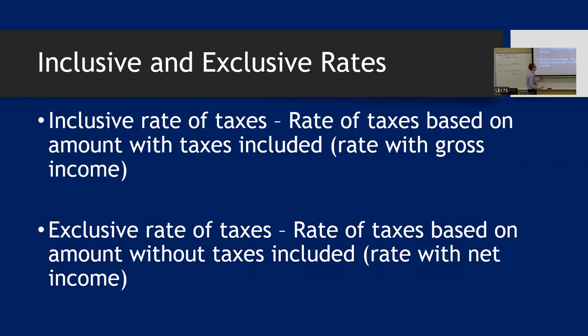So back on your notes, next to the percent of taxes with the gross, you can just write inclusive tax rate. So inclusive tax rate is the gross, and the exclusive tax rate is the one using the net income. Okay, that's what I was going to put in that blank I just mentioned.